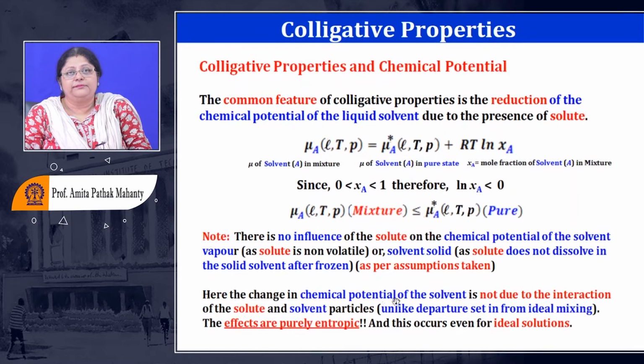Now, the chemical potential change of the solvent is due to the interaction of the solute with the solvent particles. It is not because of that, because while we are talking about mixing, we are talking about interaction. We have seen that the deviation, the non-ideality, in the solution comes from the interaction of the A and B species which we are mixing. Here we are saying the chemical potential change of the solvent does not depend on the interaction of the A and B molecules, but the effect is purely entropic, which is quite different from the non-ideality in the solution.